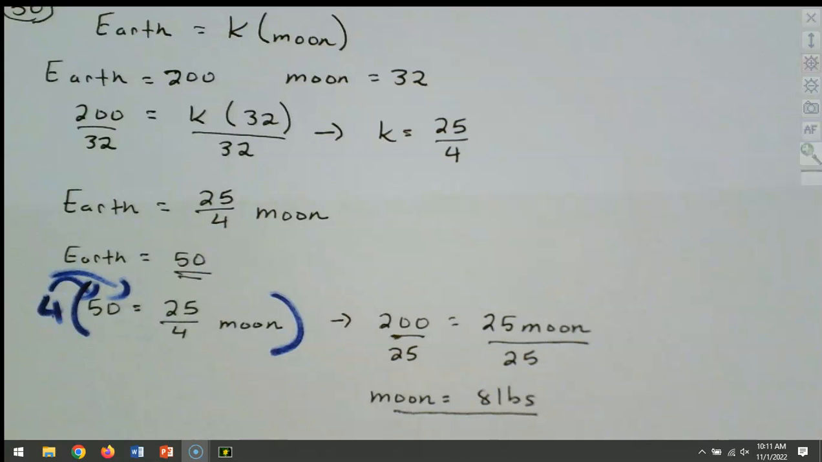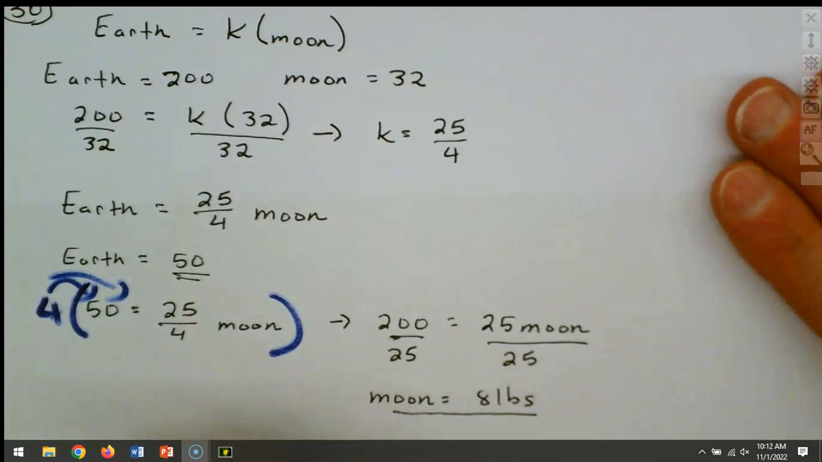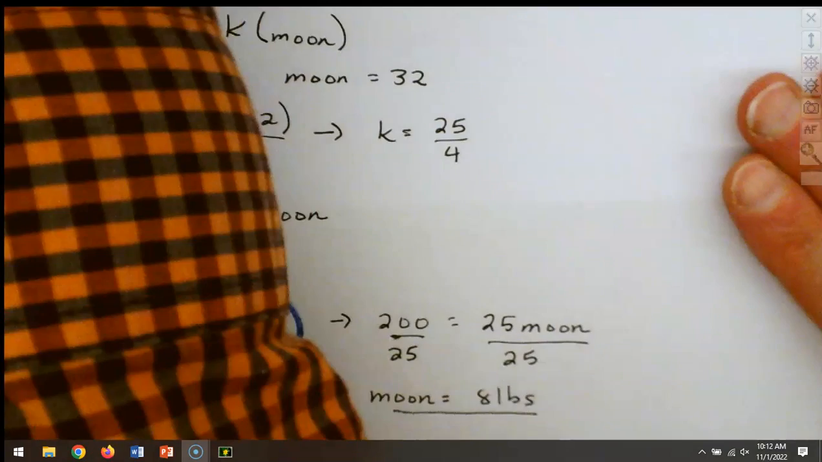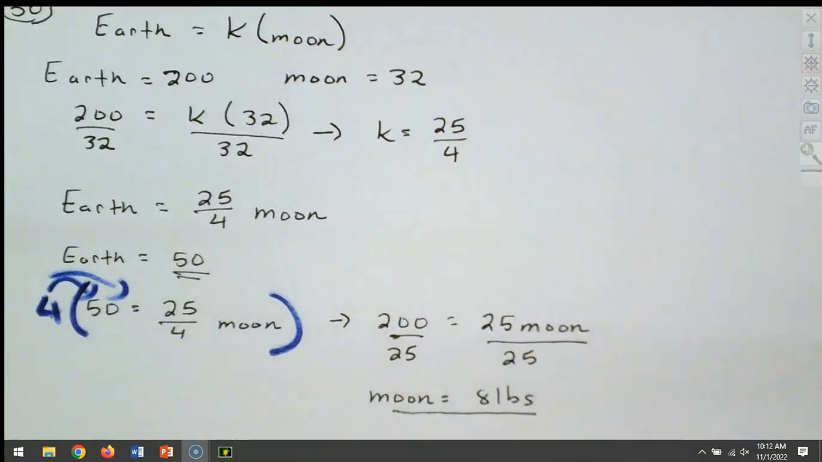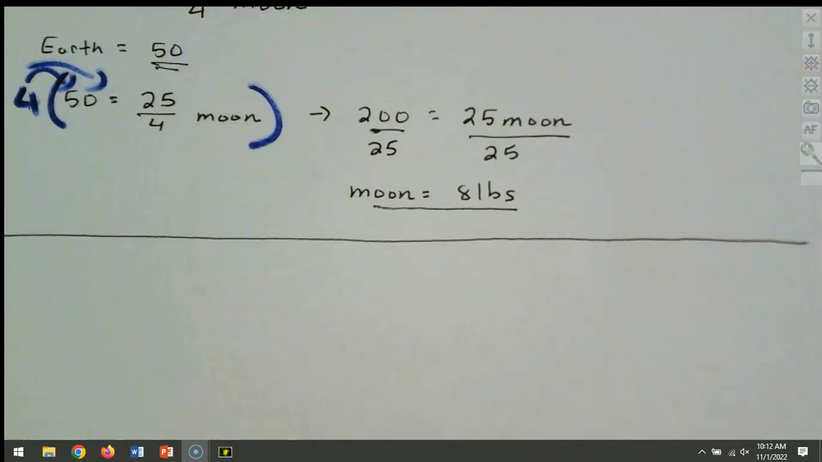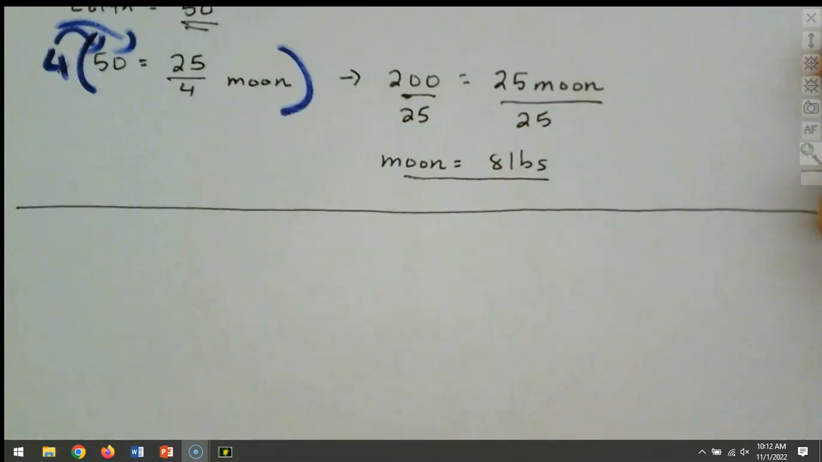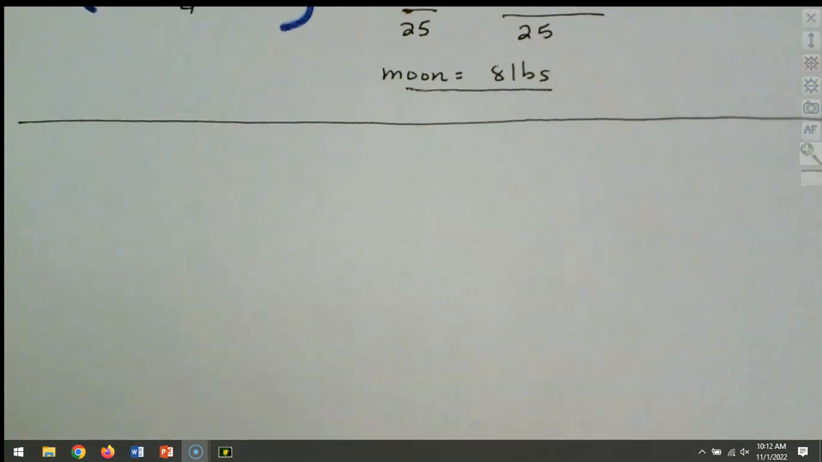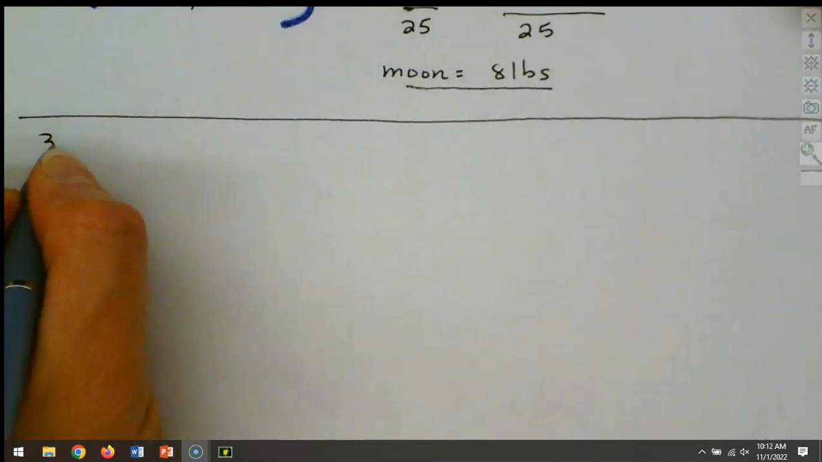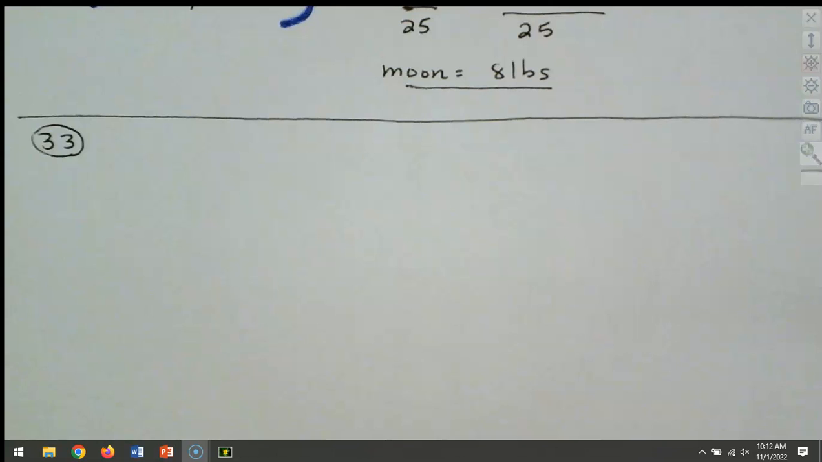So we build our equation, we find our K, we plug the values that they give you back in, we figure out the new value. And they're all pretty much the same. These are direct, meaning it's multiplication. Whenever I see the word direct, that means we multiply. We'll look at one more direct variation, and then we'll look at inverse variation. Question 33.